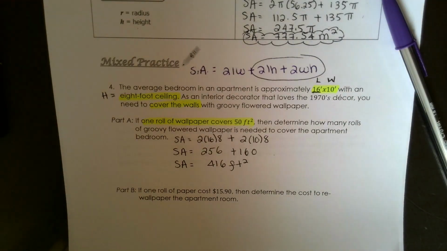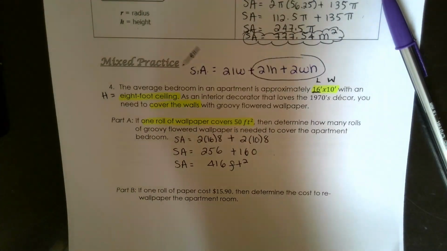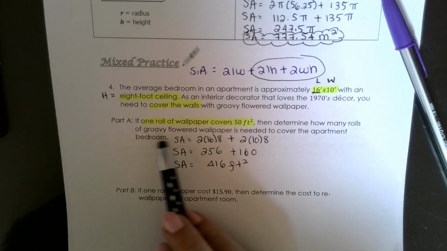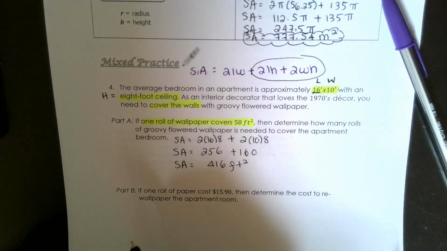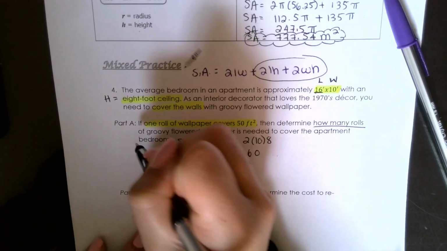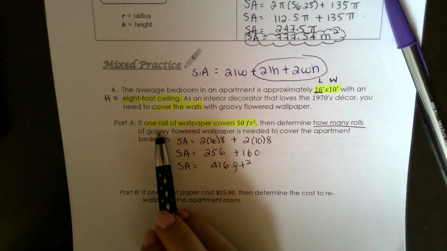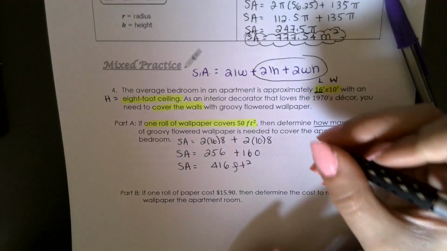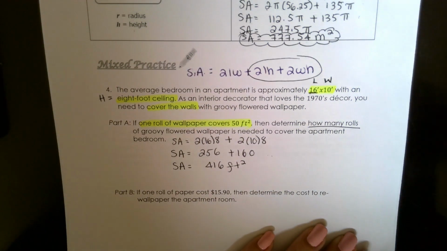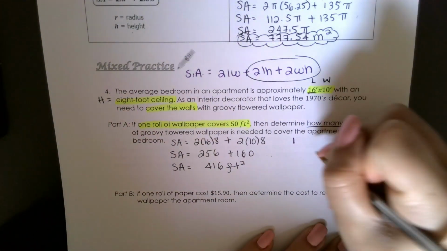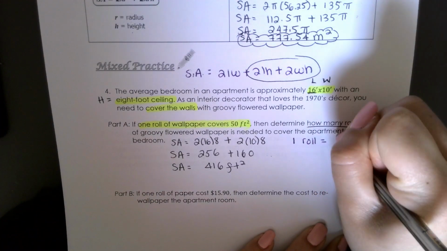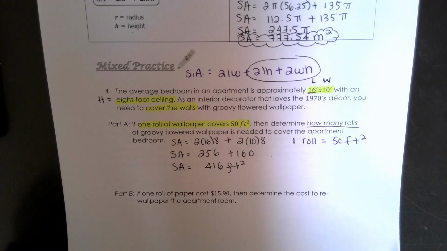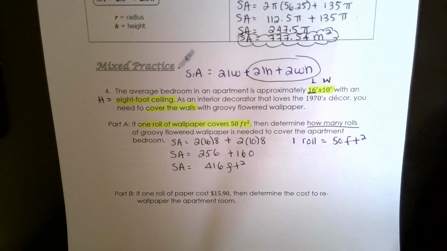But now, don't feel like you're done. Always check back to read the question. Do we answer the question? How many rolls of groovy flowered wallpaper are needed? So how many rolls do we need? One roll covers 50 feet squared. So I'm just going to write that down so you can see it. One roll equals 50 feet squared. So how many rolls would you need if your surface area is 416?